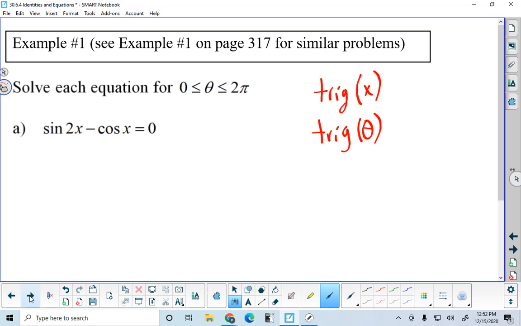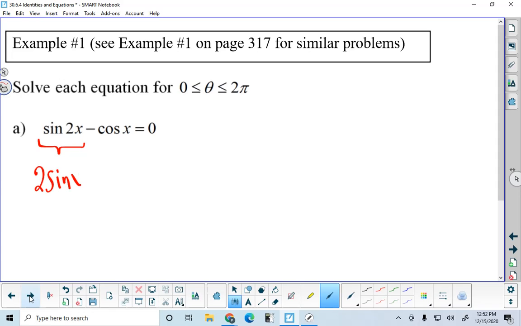So we have to change that sine of 2x, and this lesson is called Identities in Equations because we're going to use the double angle identity for sine of 2x. And it becomes 2 sine x cos x, and then we have minus cos x equals 0.